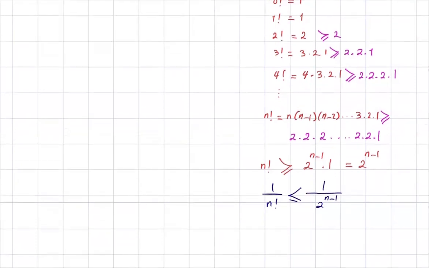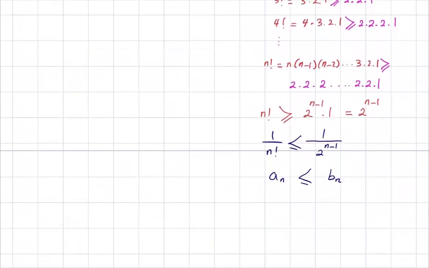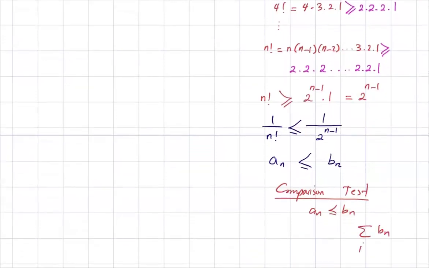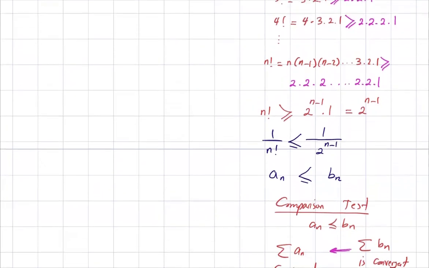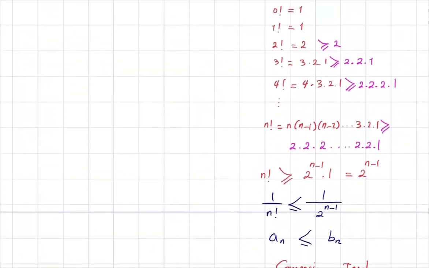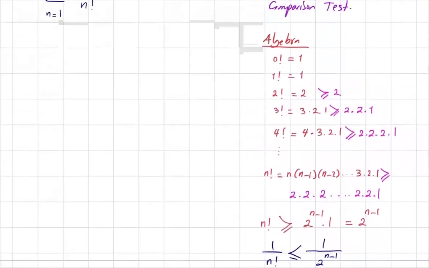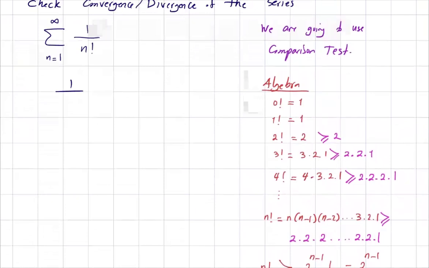I found something very useful here. Why is it useful? Because now I have a_n less than or equal to b_n. The comparison test tells me that if I have a_n less than or equal to b_n and the summation of b_n is convergent, I can indeed conclude that the summation of the smaller term a_n is convergent as well. From basic algebra, we found a comparison term for 1 over n factorial. So 1 over n factorial is less than or equal to 1 divided by 2 to power n minus 1.